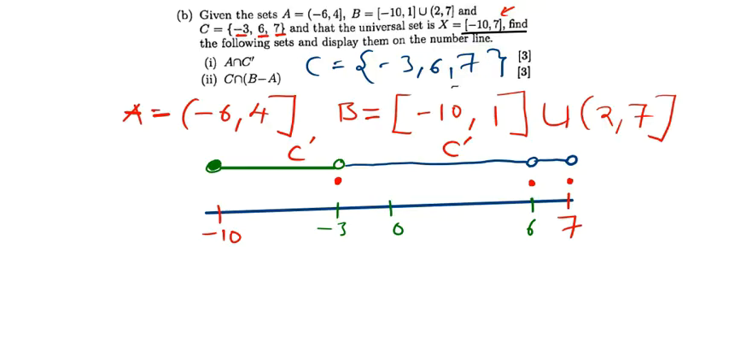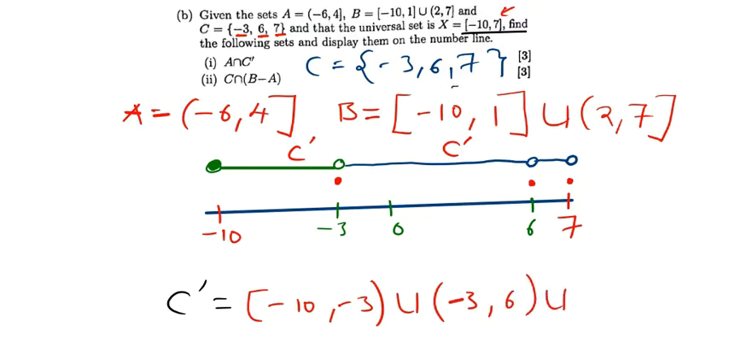Okay, so hoping you've understood that, every time we're trying to represent such a set, we use the union symbol to connect the dots. You'll understand what I mean. If we were to present C complement in interval notation, it includes numbers from negative 10 up to negative 3, negative 3 not included, union from negative 3 up to 6, 6 not included, union from 6 to 7, 7 not included. That's how we would present that.